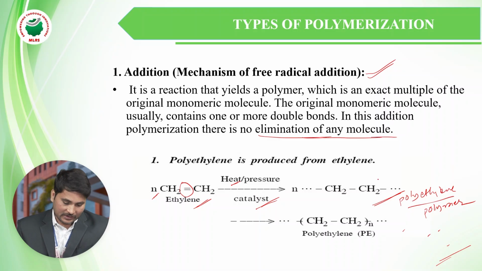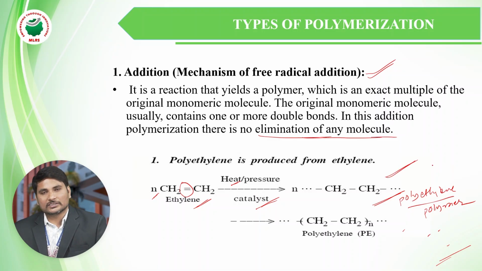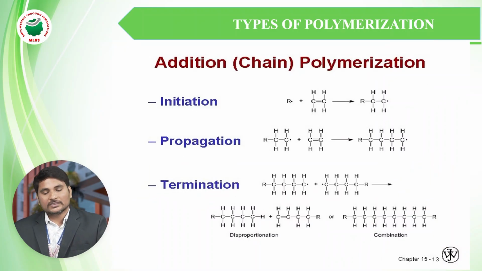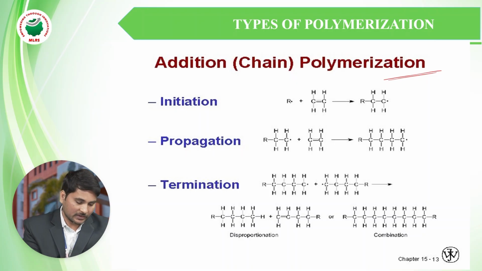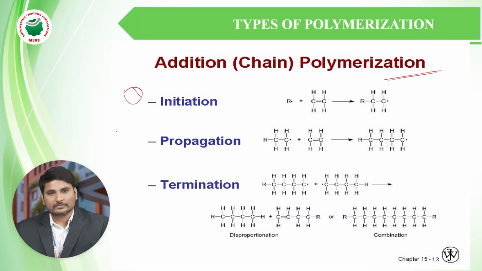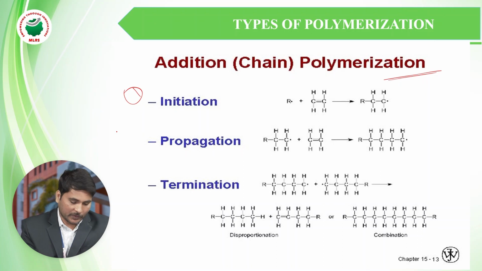To understand the formation process of addition polymerization, it takes three steps. These are the three steps involved in addition polymerization. The first step is initiation. The second one is propagation.